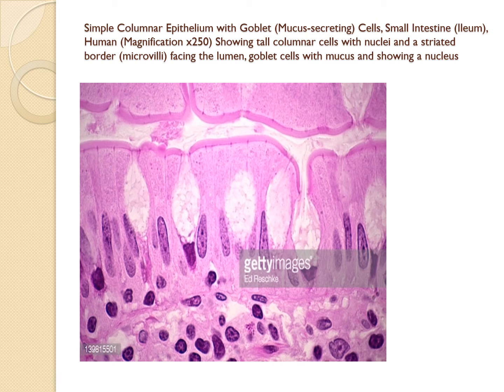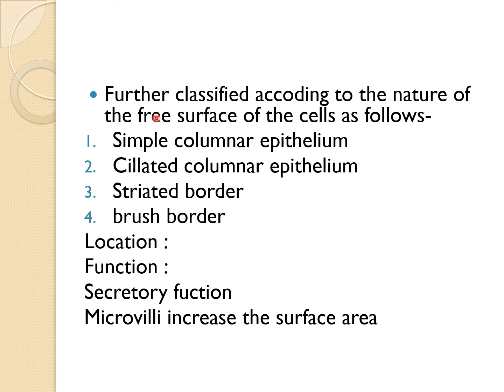Ciliated columnar epithelium can be found lining some organs such as the fallopian tube and the lungs. Cilia are specialized bundles of protein which can move together and help propel material in one direction. Columnar epithelial cells are thick, allowing them to withstand a mild amount of damage. Microvilli increase the surface area for absorption. Now, further classified according to the nature of the free surface of the cells: simple columnar epithelium, ciliated columnar epithelium, striated border and brush border. These have a secretory function, and microvilli increase the surface area.